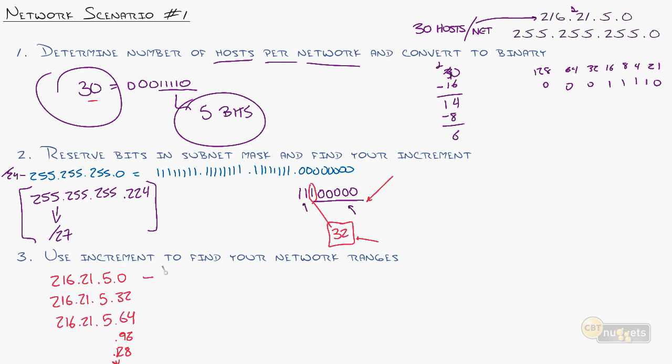Fill in the end ranges. This goes to 216.21.5. What's the last IP address? 31, right? Also realizing that we can't use that last IP address, because it's a broadcast. So we actually have 1 through 30. We have exactly 30 usable hosts per subnet. Just one of those weird values that happen to land on the exact amount. But we would just continue this trend all the way down, filling in the network ranges.